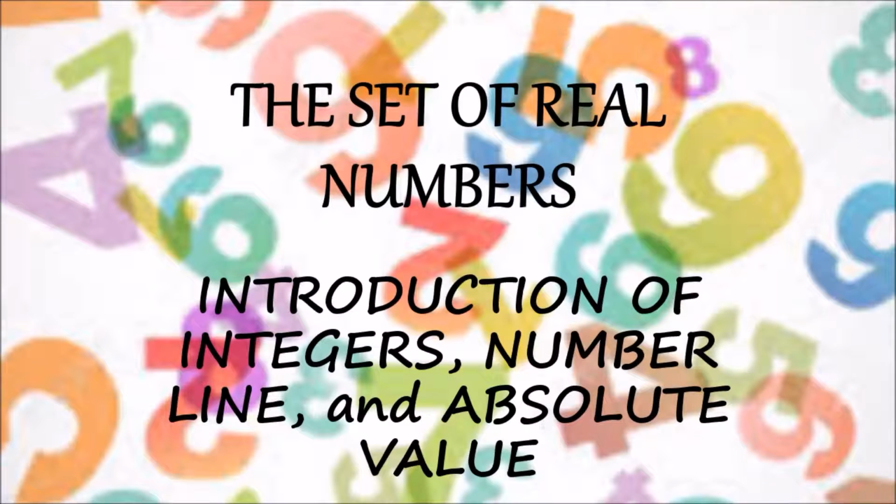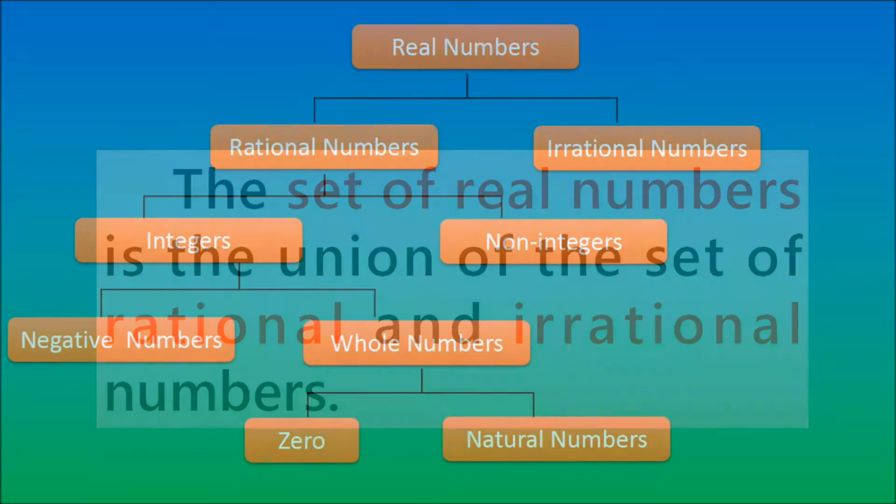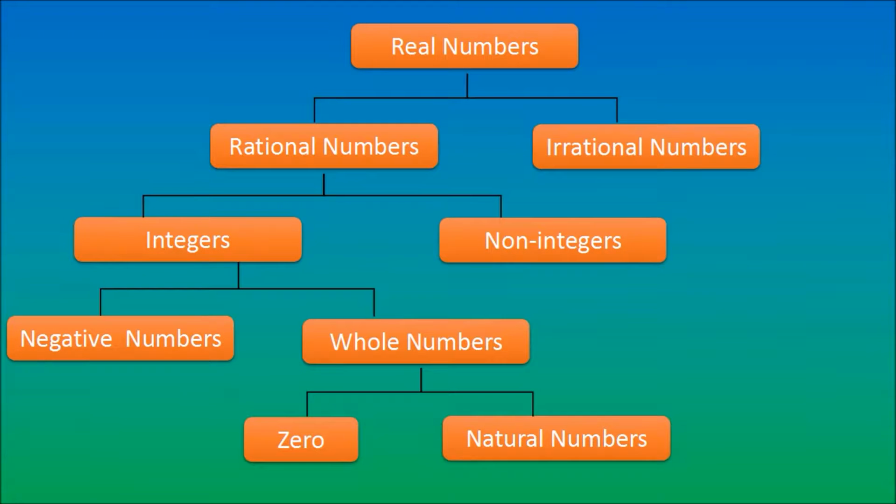In this video, I will be discussing the set of real numbers, introduction of integers, number line, and absolute value. The set of real numbers is the union of the set of rational and irrational numbers. So what are these rational and irrational numbers? Let's take a look at this diagram.